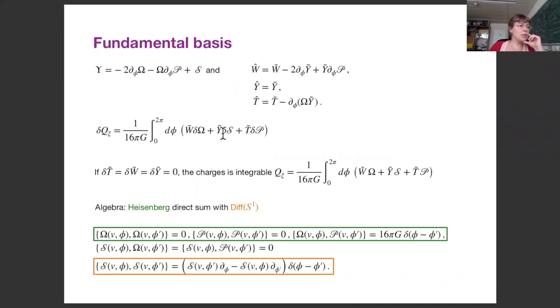And once again, if you decide that those tildes are invariant over the phase space, you find that the charge is integrable. Now if you compute the algebra of that charge, you really have Heisenberg in a direct sum with diff S1. So as we go along, we'll see that anytime the charges are integrable, we argue that you can always find this fundamental basis. This fundamental basis is always accessible when you have a Heisenberg in direct sum with the diff S1. And we call it fundamental.